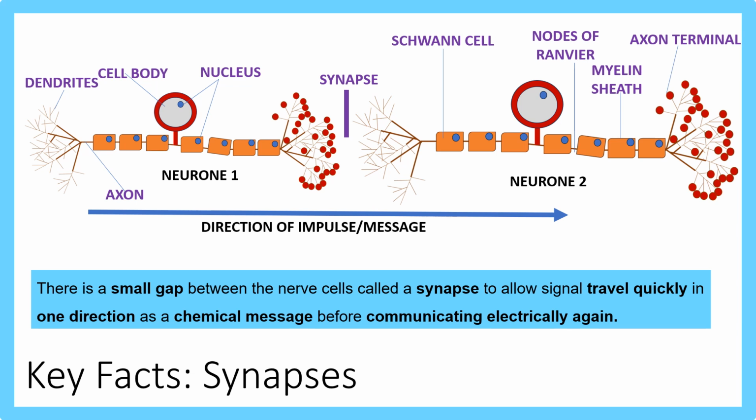But that is done as a chemical way before communicating electrically again. So let's begin. There's an electrical message that has been transmitted. Once it reaches the axon terminal or the ending, it converts into a chemical, and then when it reaches the dendrites again, it turns back into electrical.